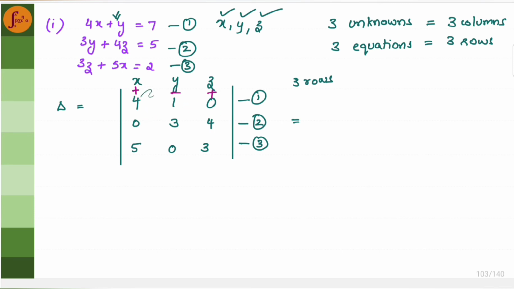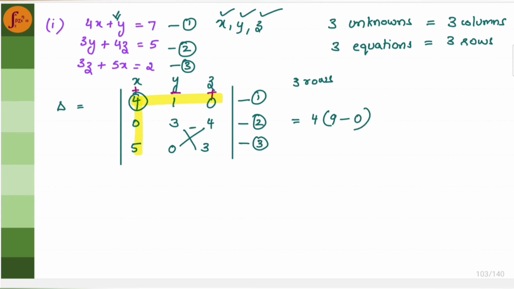Now we'll take the first number, which is 4. 4 into, let's ignore this row and this column. So what are the elements we have? 3, 4, 0, 3. So cross multiply: 3 into 3 and 4 into 0. 3 into 3 is 9 minus 4 into 0, which is 0. You have to cross multiply, then subtract.